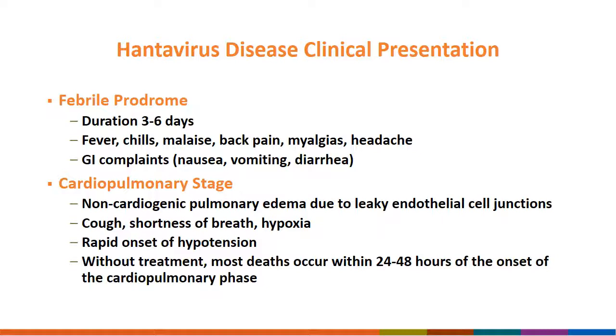The onset of this stage is very abrupt and characterized by a rapid onset of non-cardiogenic pulmonary edema, shortness of breath, cough, and hypoxia. Shortly after the onset of this phase, the patient may develop circulatory shock. Without adequate treatment, most deaths occur within 24 to 48 hours of the onset of this phase.